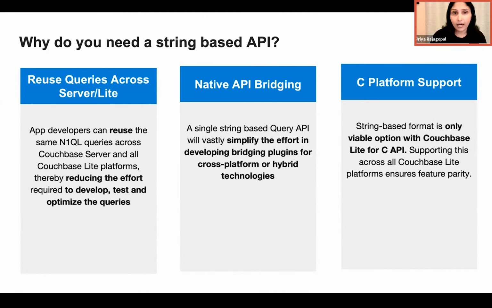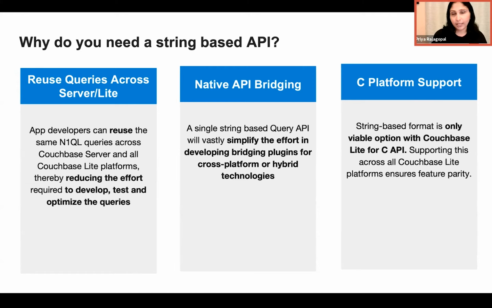So jumping ahead, we have C platform support. As I mentioned, we introduced C API support with Couchbase Lite 3.0. A string-based query API is really the only viable option when it comes to the C API. Now, one of the design principles of Couchbase Lite is that we try to have feature parity to the extent possible across all the platforms. So as we look to introduce the Nickel-based query API on Couchbase Lite for C, it just made sense to introduce that on all the platforms as well.